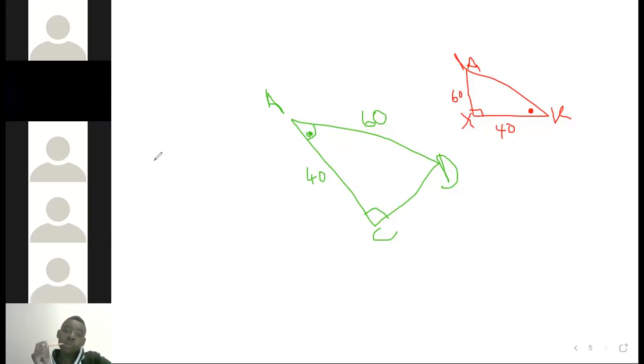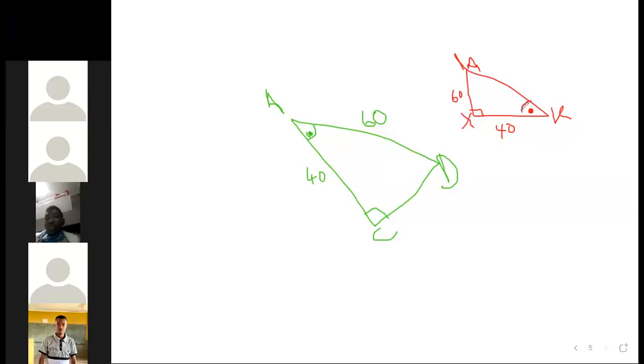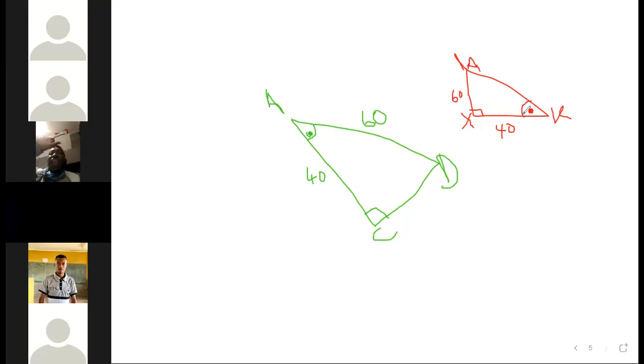Okay, only using tan. We can use tangent, right? Because you have the opposite side as well as the adjacent, right? These are opposite to a specific angle, right? 40 is not opposite to A, or it is actually, but it's not adjacent, right?